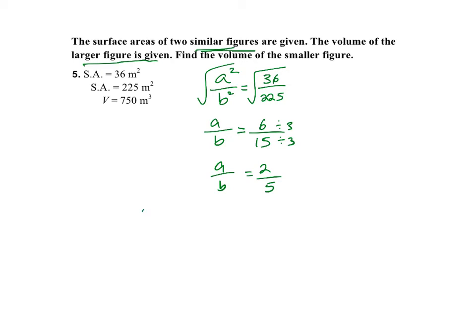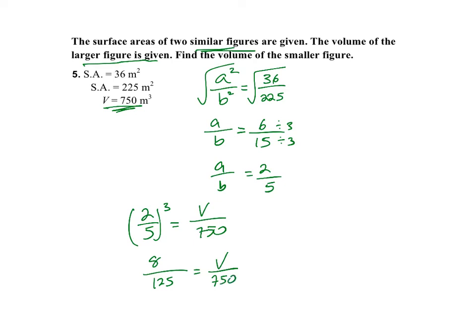So that means that 2 over 5 cubed equals volume over 750. Remember that this is the volume of the larger figure, and I want to find the smaller one, so let's call it V. So I have 8 over 125 equals V over 750. I can cross multiply. So 6,000 equals 125V, and now I can divide by 125. So the volume of the smaller figure is 48 meters cubed.